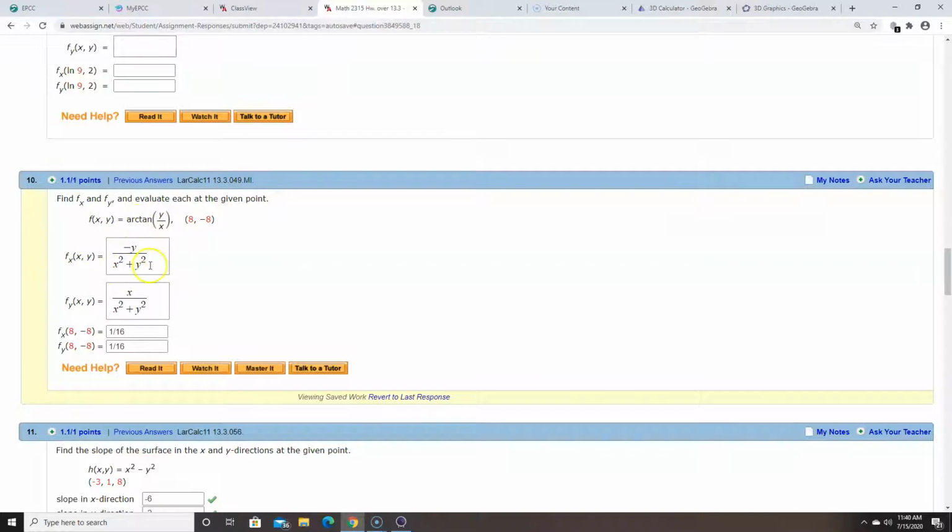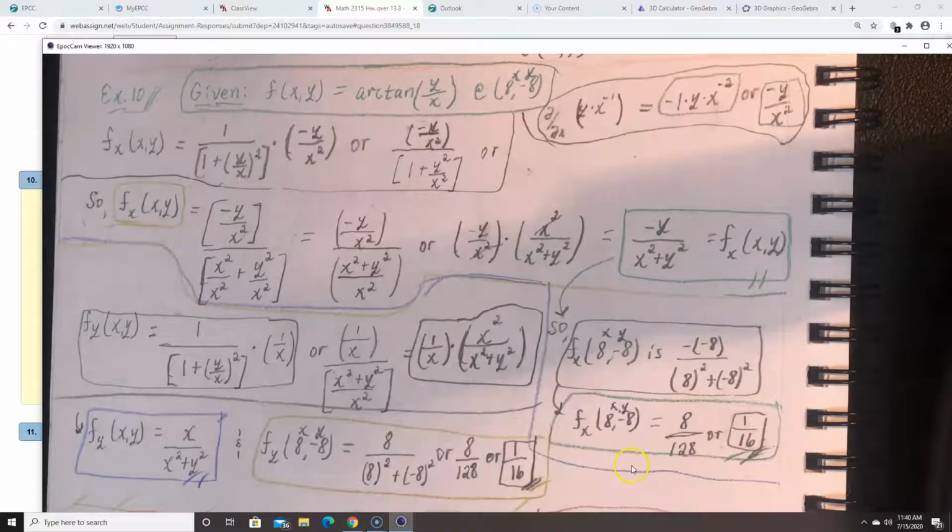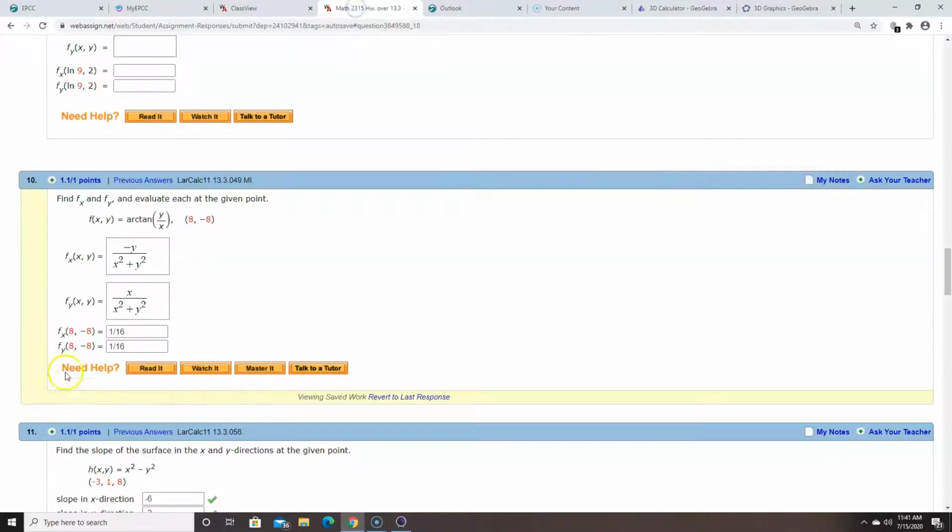So here is our partial derivative formula with respect to x. Negative y over x squared plus y squared is the partial derivative of f with respect to x. And then we plugged in the point and we got 1 over 16. And that's this one right here. 1 over 16.